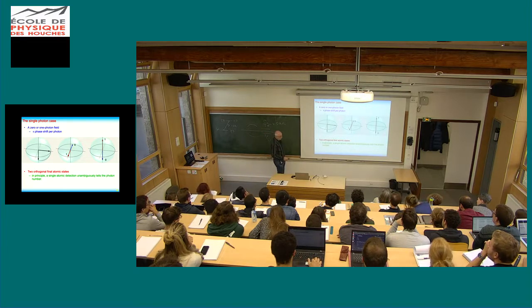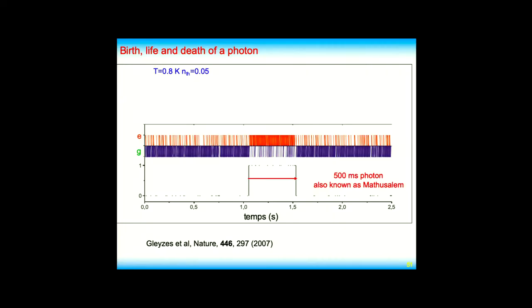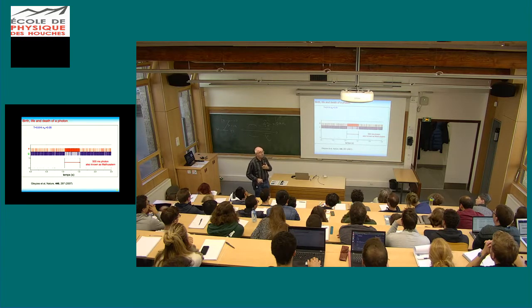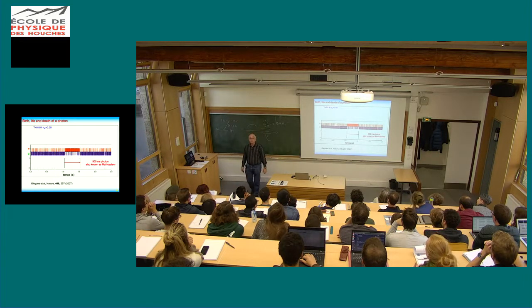We did the experiment in 2006. Unfortunately, I was not in the lab the night we saw that. And we had in real time on the scopes, this is the time in seconds, blue bars appearing when an atom was detected in G, and red bars when an atom was detected in E.